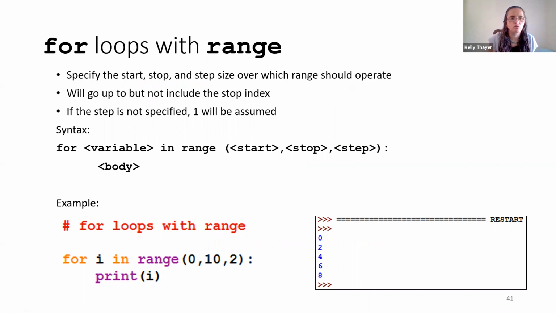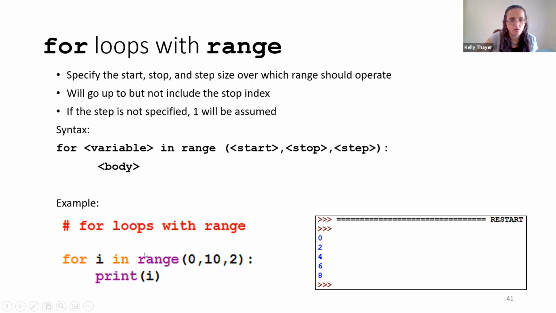If we need to loop over some particular set, this can be particularly helpful. Suppose we specify at the start, stop, and step size over which the range should operate. We will go up to but not include the stop index. If the step is not specified, a step size of 1 is going to be assumed. So this is what our syntax looks like: for some variable in range, and then we give the start, stop, and step information. Again, we have a colon and a body.